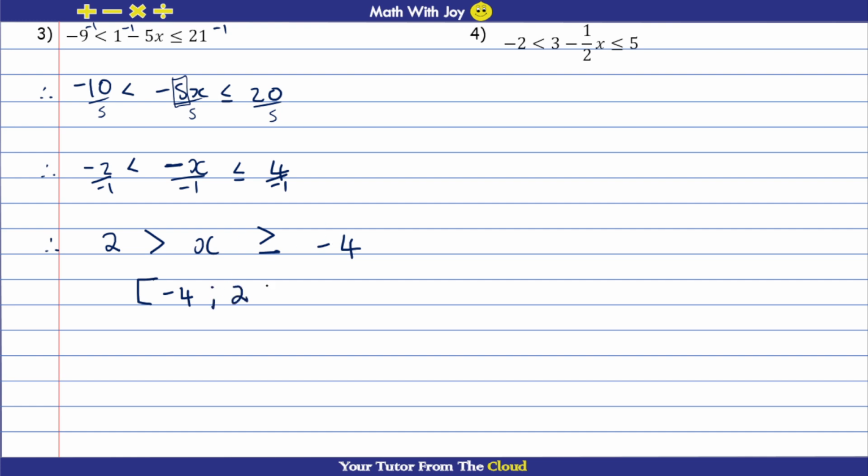And we're going to have 2 with a round bracket there, because this is the biggest value of x we're going to have. X cannot be greater than this. It's smaller than 2. So that's how we write it in interval notation.